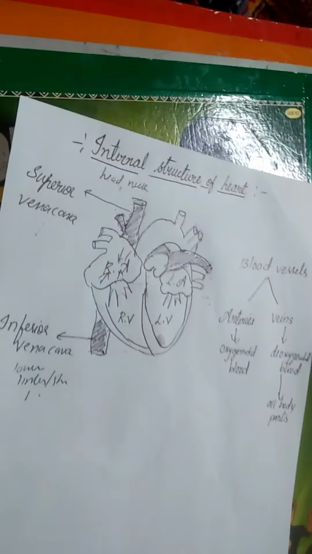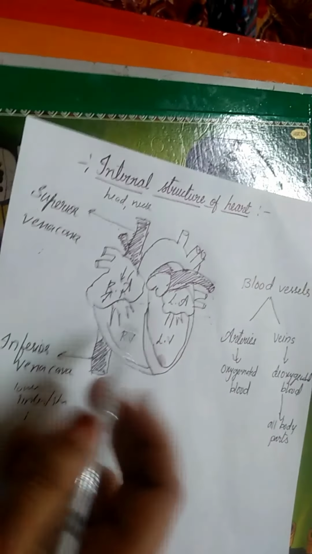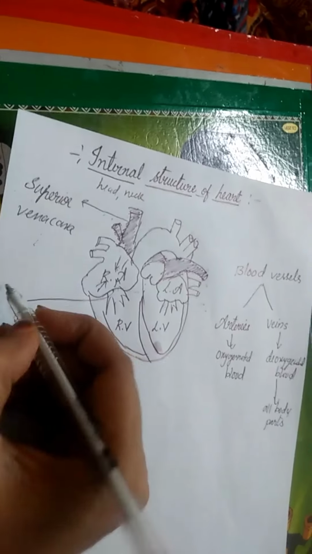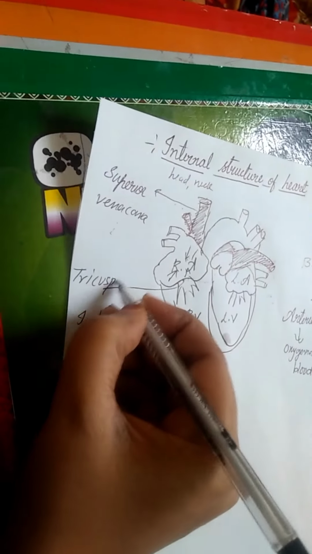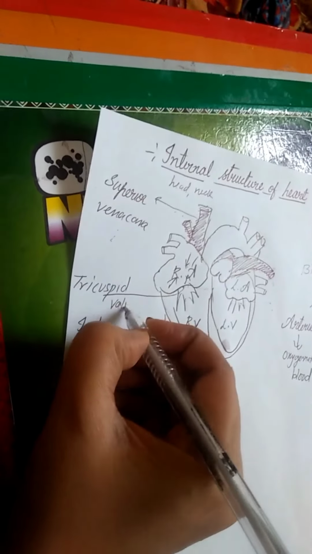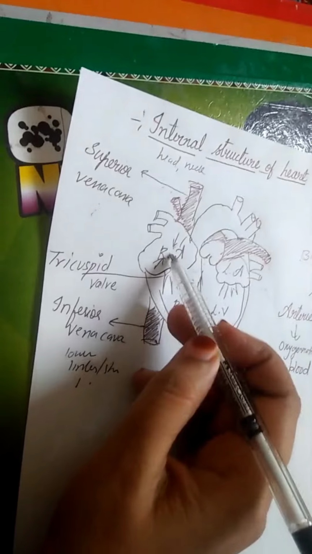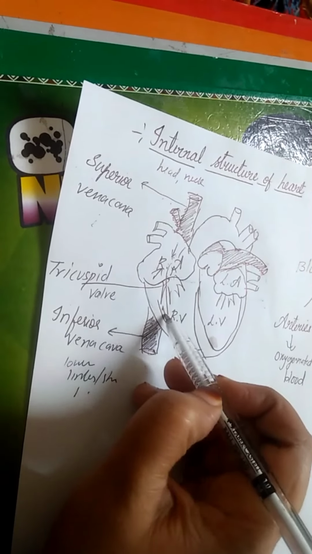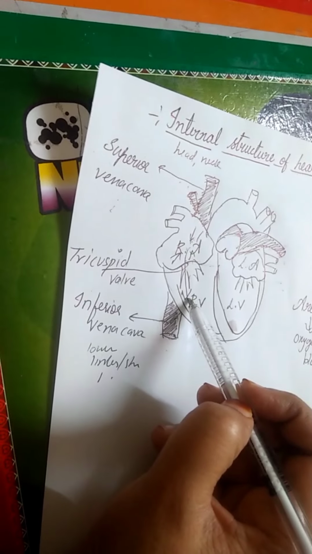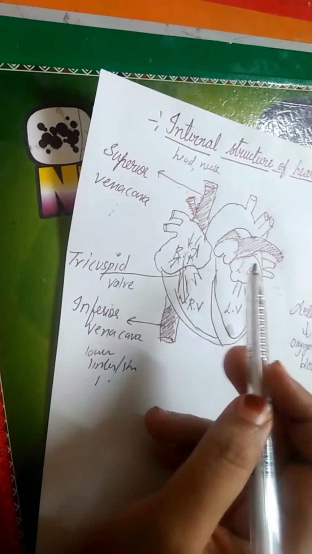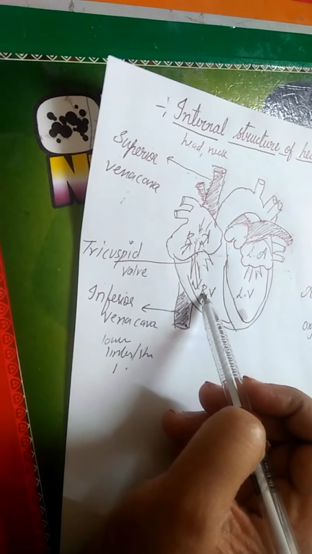So there is a valve between the right auricle and the right ventricle. That valve is called the tricuspid valve. The tricuspid valve opens and the deoxygenated blood comes into the right ventricle. So in the right part of your heart, which blood do you have? Deoxygenated blood. Here also deoxygenated blood and here also deoxygenated blood.